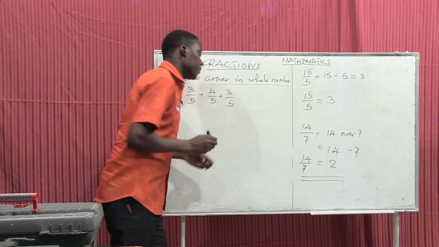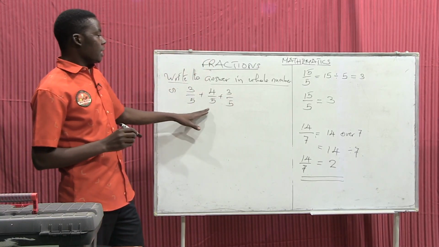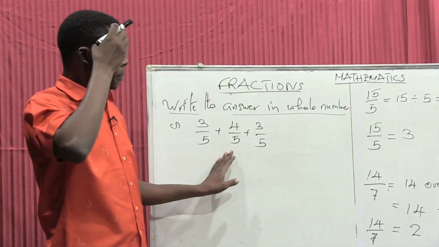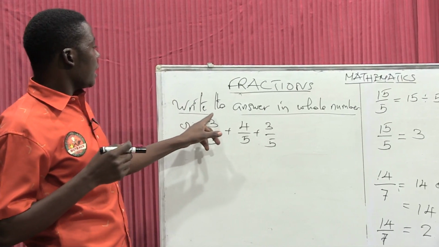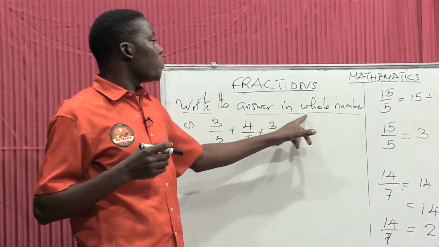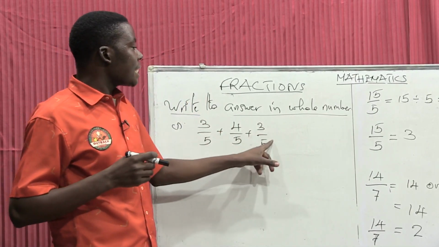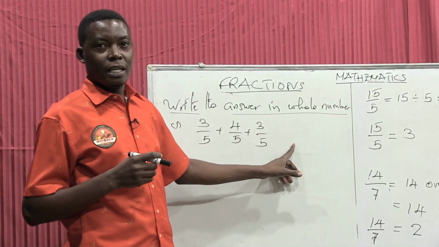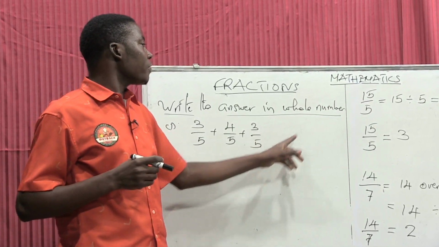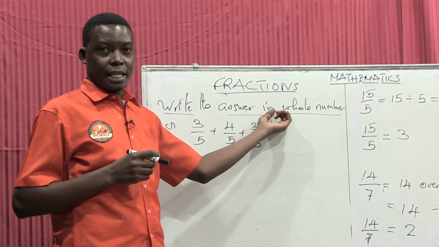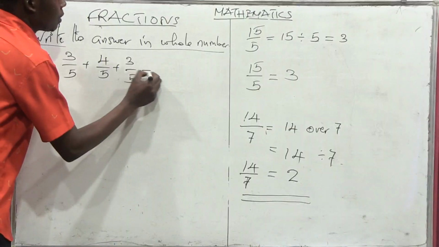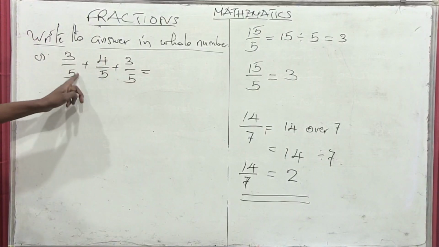over 5. Now you have been given this kind of question. Then the instruction is to write your answer in whole number. That means you will get the answer in improper fraction. Don't leave your answer in improper fraction according to this instruction. How? Find the summation of this one.